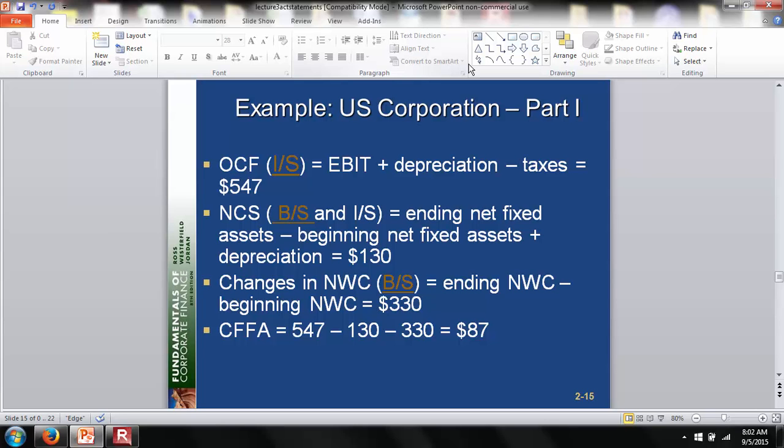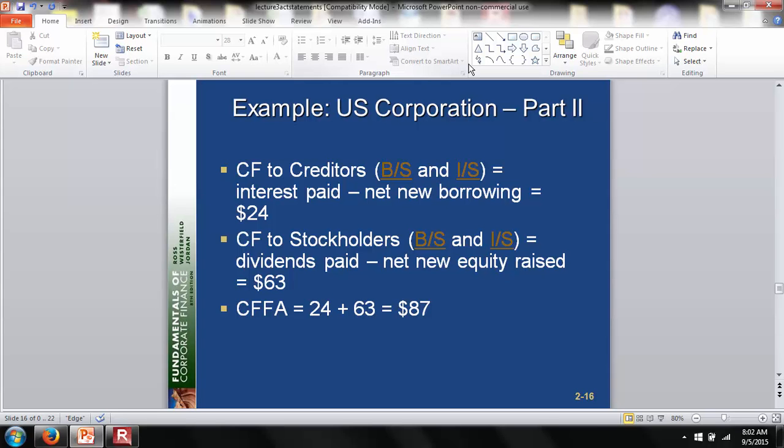Now, changes in net working capital is ending net working capital minus the beginning net working capital. So for this firm, the cash flow from the assets is $87 million. What about the cash flow to creditors? If you are a creditor to the firm, there are two ways you can get paid. One is the firm can make interest payments to you, and the second is the firm can also pay you back the principal payment. Now sometimes rather than pay you back, the firm might issue new debt, in which case as a creditor you are giving more money to the firm.